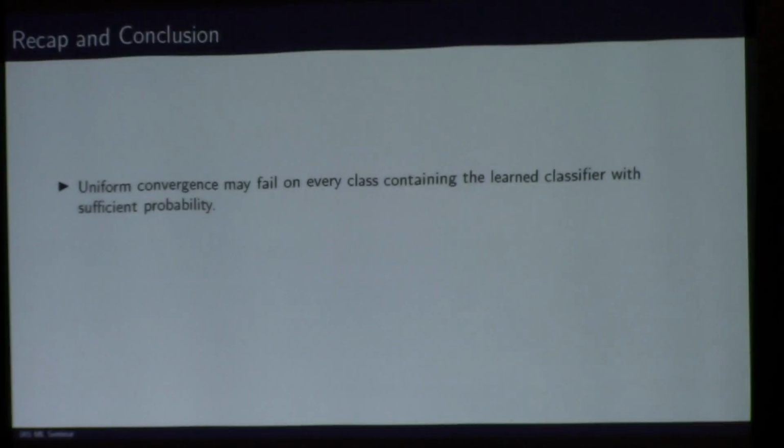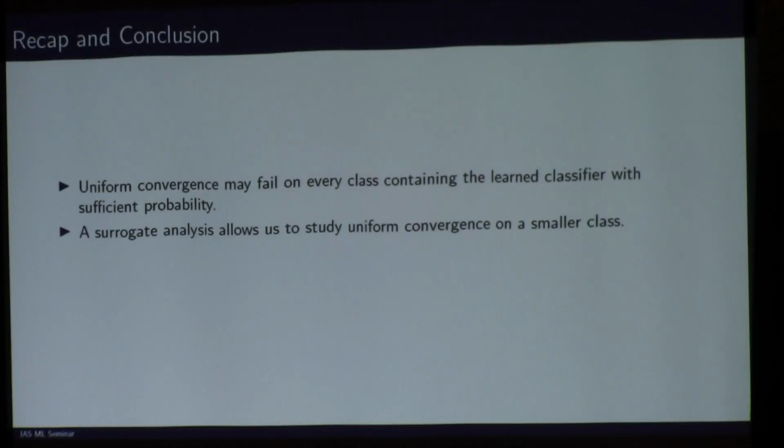All right, so, I'm sorry for going for the full time. So uniform convergence can fail on every class containing a learned classifier with sufficient probability, and there are some caveats. I'd like to work out some of these caveats and whether this kind of failure applies to, say, compression style analyses or not, or what it says about those.